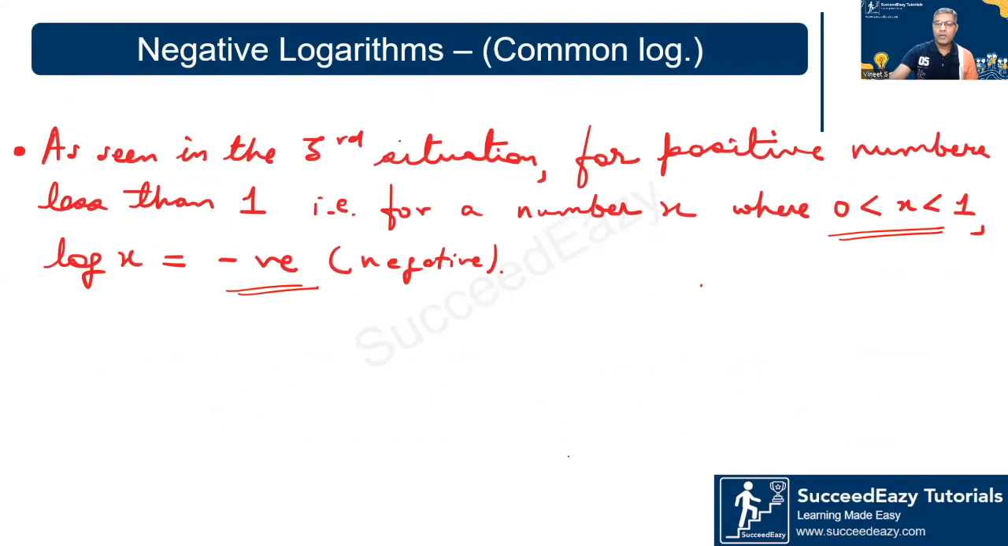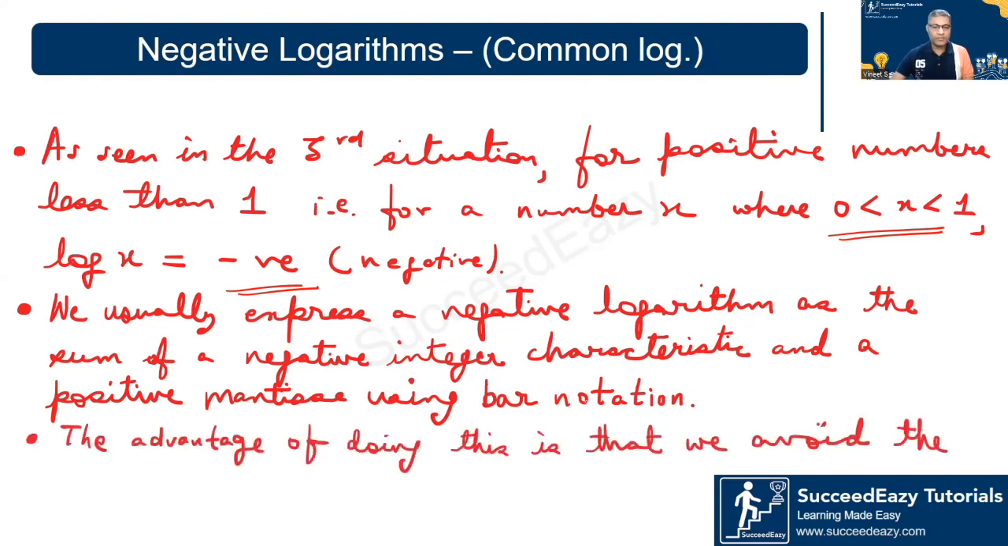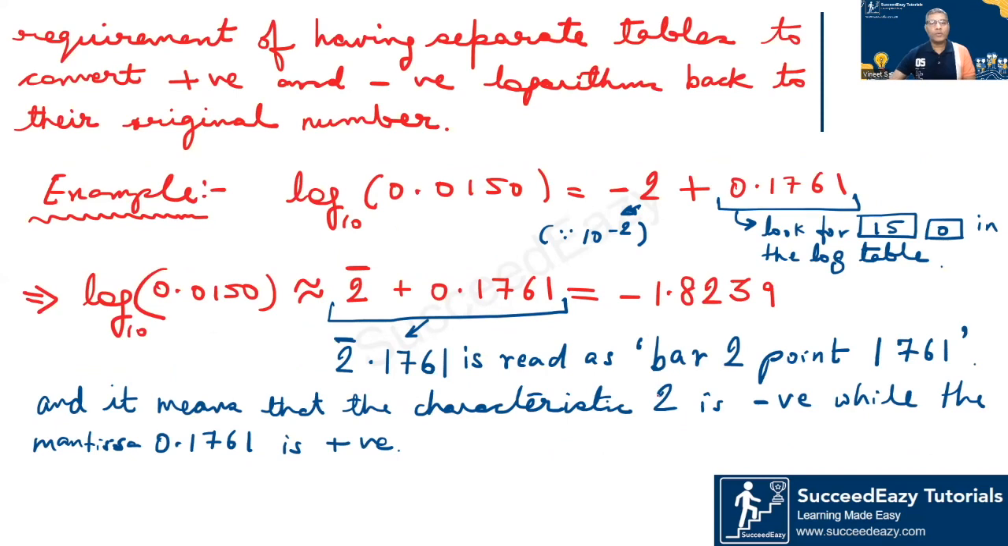So as seen in the third situation, for numbers between 0 and 1, log x is negative. We usually express a negative logarithm as the sum of a negative integer characteristic and a positive mantissa using bar notation. Now, what is this bar notation? I'll explain that. The advantage of doing this is that we avoid the requirement of having separate tables to convert positive and negative logarithms back to their original number.